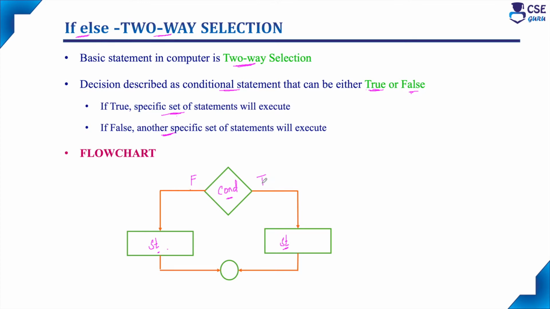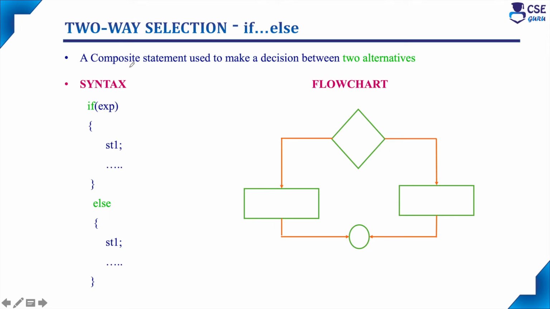If it is true, its corresponding statement will execute, and if it is false, its corresponding statements will execute. Then after execution, the cursor will move to the next statements in the C code. So, this is the two-way selection statement, and the if-else statement comes under it. If-else is a composite statement used to make a decision between two alternatives. That is, it will check the condition whether it is false or true, so that represents the two alternatives.